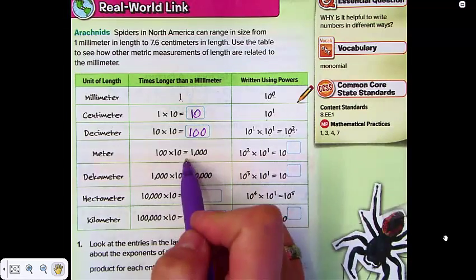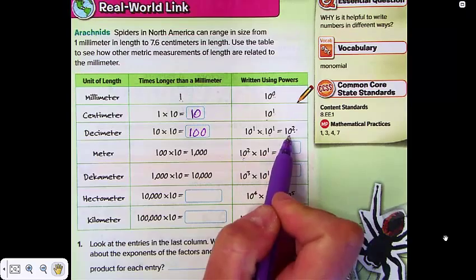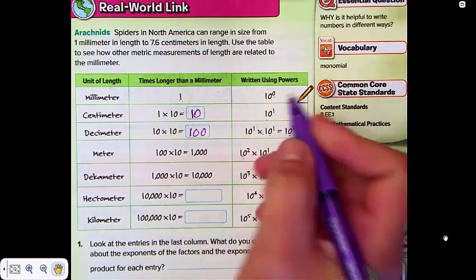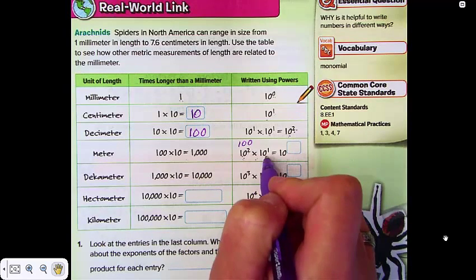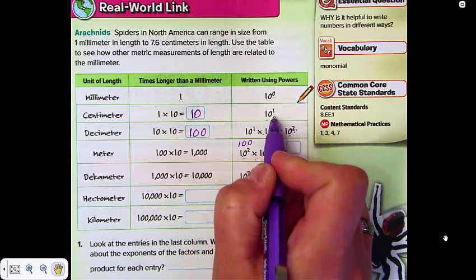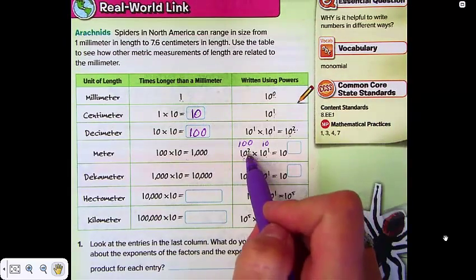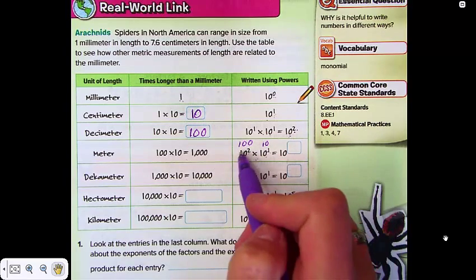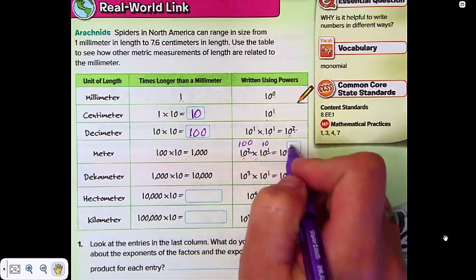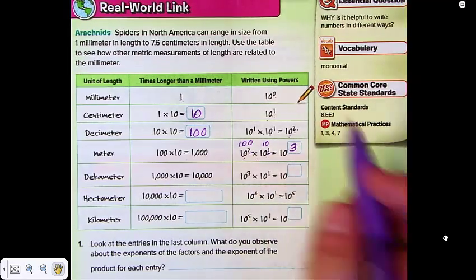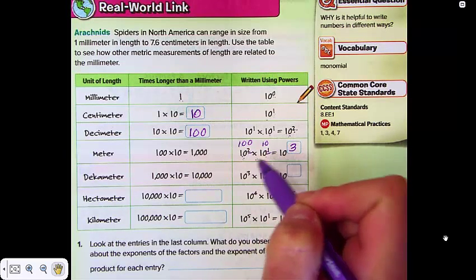If we look here, I have 10 squared, which is this one, so I have 100 here, and times 10 to the first power, which we know is just 10. But what we end up with is 10 to the third power. Here I have 2, here I have one more, so I add those together, so it's 10 to the third power, which would be 10 times 10 times 10, or 1,000.